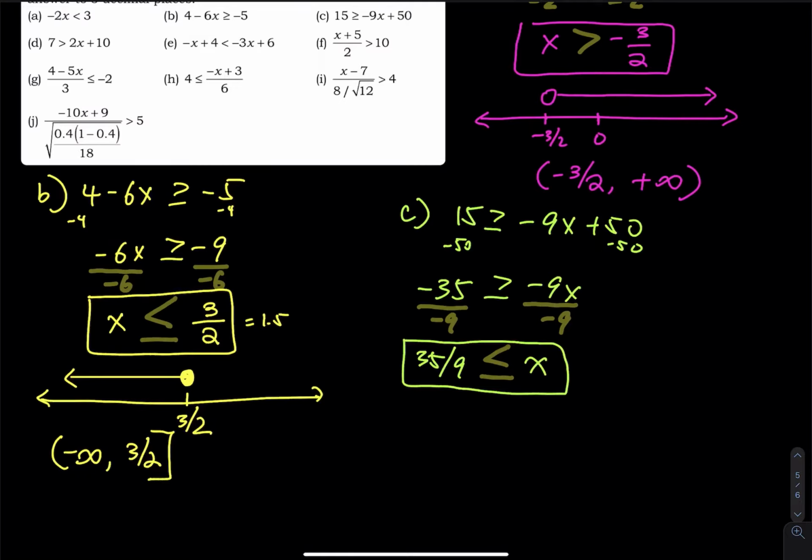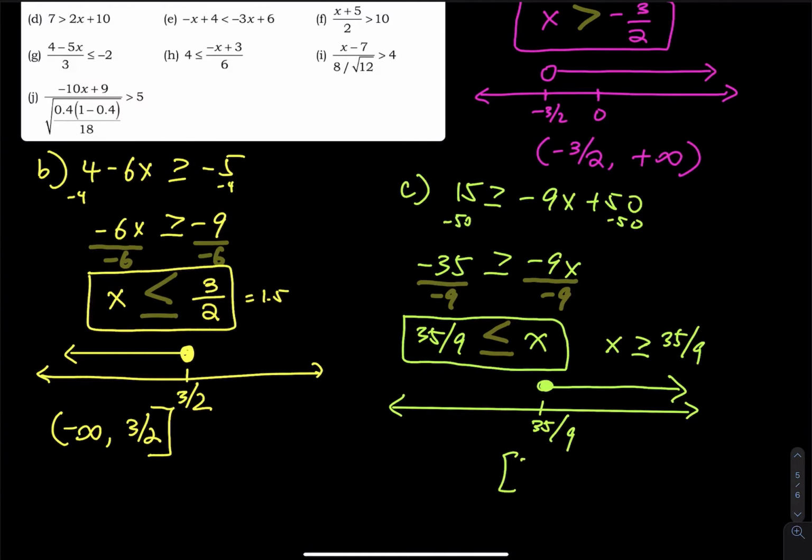So that is the same thing as x greater than or equal to. Remember, the greater than is facing the x, 35 over 9. So we have a number line, and let's just do the 35 over 9. Greater than or equal to is right hand side, right? Because every number on the right hand side of this fraction is greater than that value. We use a solid circle because there is an equal. So we have 35 over 9 to positive infinity. So that is part C.